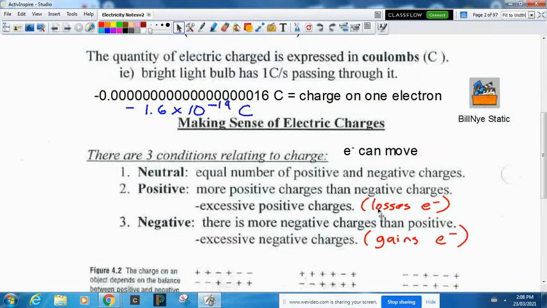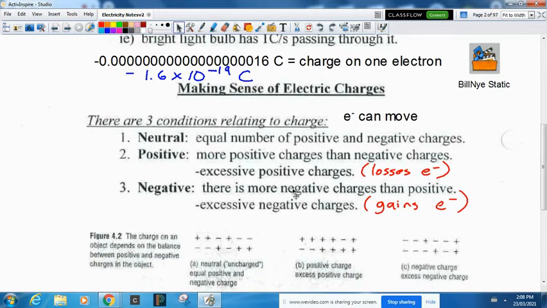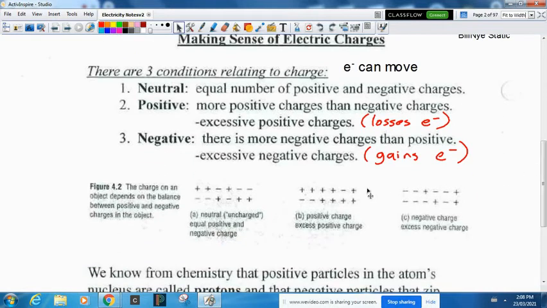So if something's positively charged, it loses electrons. I think I spelt that wrong. Something that's negatively charged has more negative charges than positives, so it has excessive negative charge. That means it gains electrons. So if we look down at this one, equal amounts of pluses and minuses, right? And so in that case, the overall net charge is zero charge.